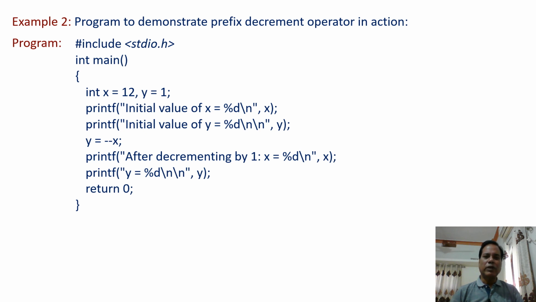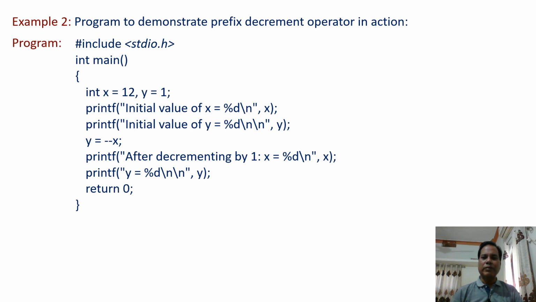So what is the value of x here? And here it is 12. So 12 is decremented first, and then that value is assigned to the left side variable. So the value of y after execution of this statement is going to be 11, and also the value of x is 11. Now these values are printed using the next two statements on the output screen.